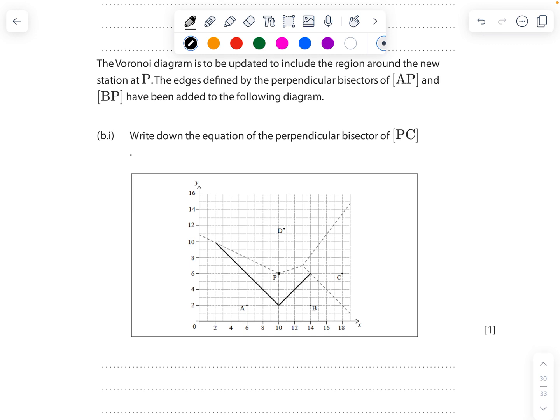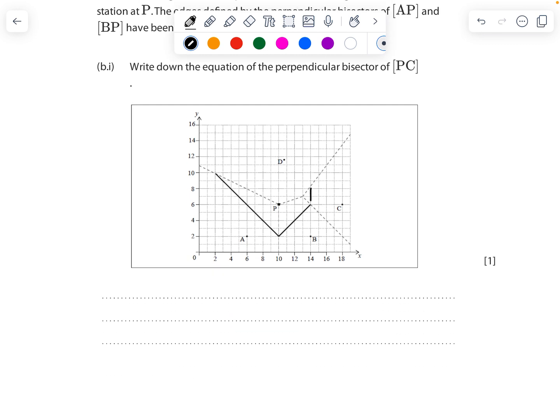Write down the equation of the perpendicular bisector for PC. P and C are on a horizontal line, so the perpendicular bisector will be in the middle, which is x equals 14. Then draw the missing boundaries. So another missing boundary is the perpendicular bisector for D and P.